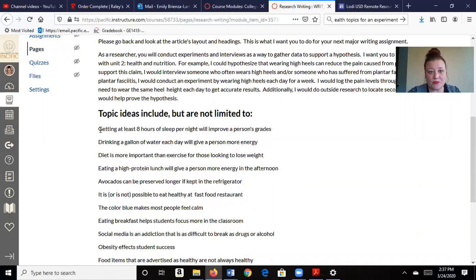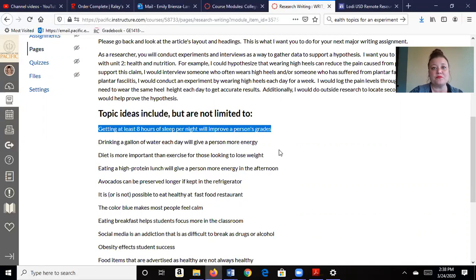For example, getting at least 8 hours of sleep per night will improve a person's grades. That might be something that you believe, but you want to go out and prove it. So if you spent an entire week getting at least 8 hours of sleep every night, did you see your grades improve? We want to see actual data that proves your hypothesis.